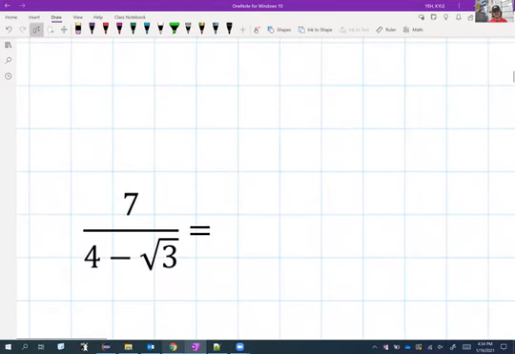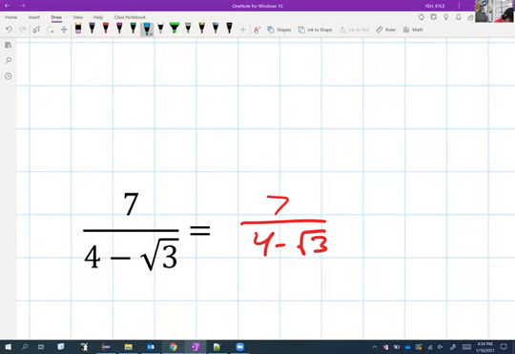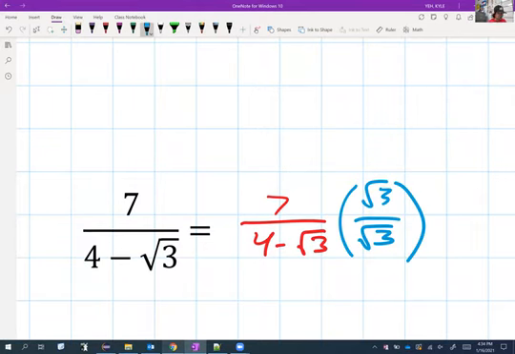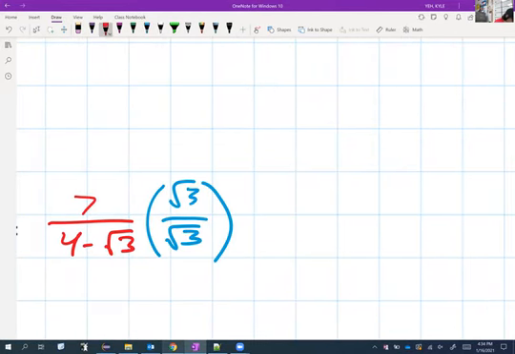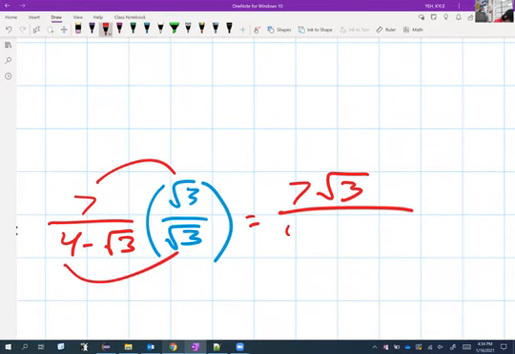All right, so one more that looks a little bit different before we talk about a concept. We say, okay, 7 over 4 minus root 3. And I say, well, there's only one radical there. And unfortunately, it's on bottom. So I will go ahead and just multiply by root 3 over root 3. And that should fix the problem, right? So on top, we get 7 root 3. On bottom, we get 4 root 3 minus, and then root 3 times root 3 is just 3, we said. Awesome. So we fixed that radical.